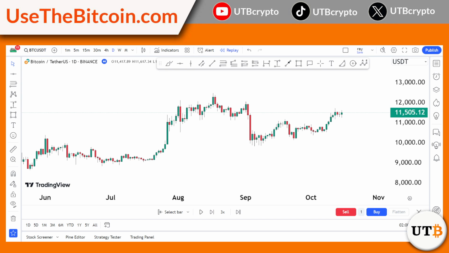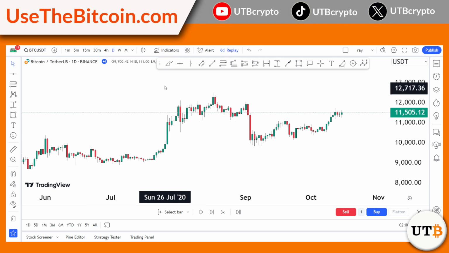My name is Ray and I'm from usethebitcoin.com, and today I'll be teaching you guys the power of the multiple moving averages. Multiple moving averages could help us identify our potential entry and exit levels, and at the same time, it would also help us identify the trend of the market. All right, now let's continue.